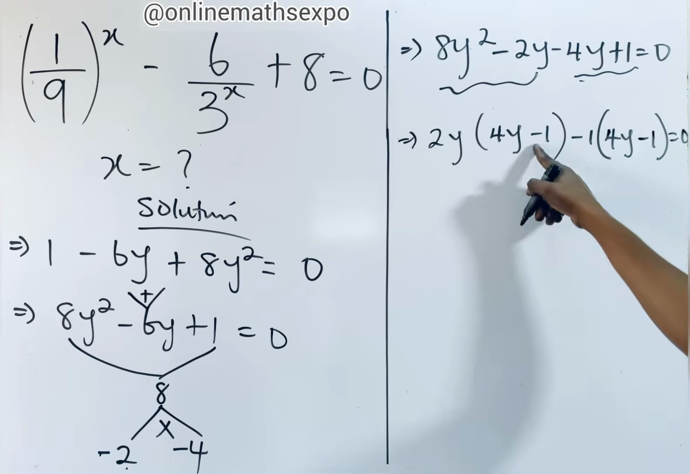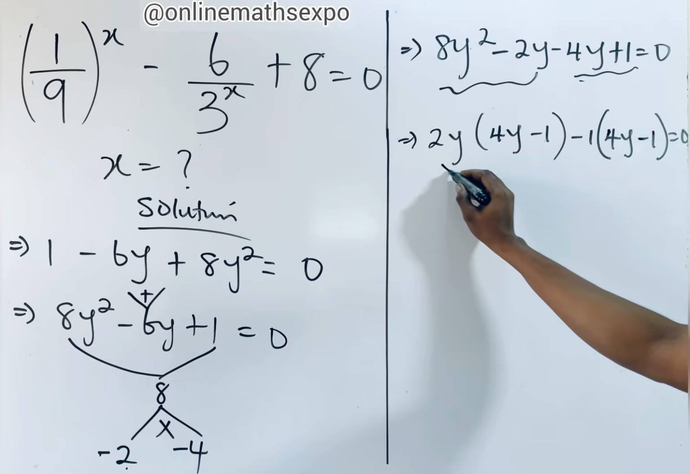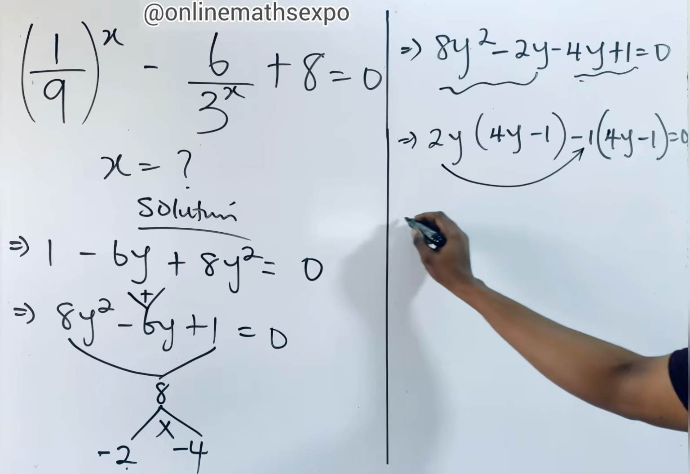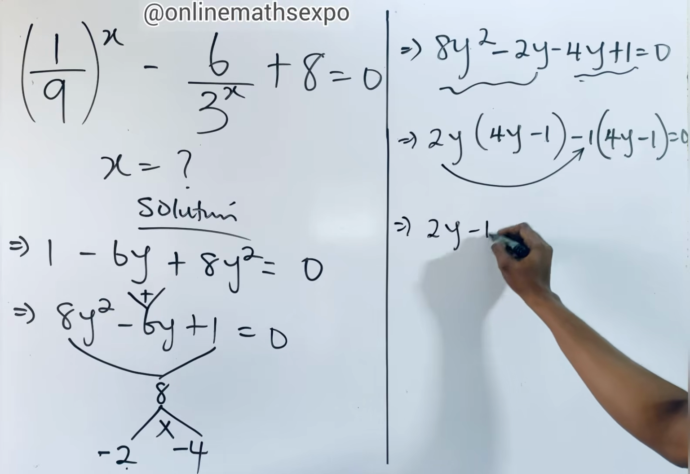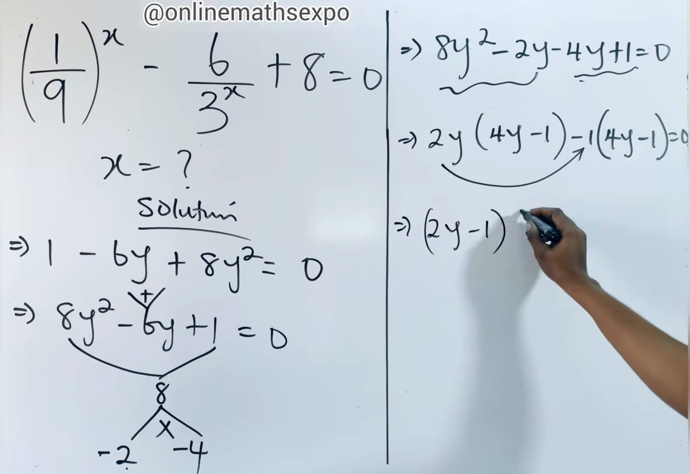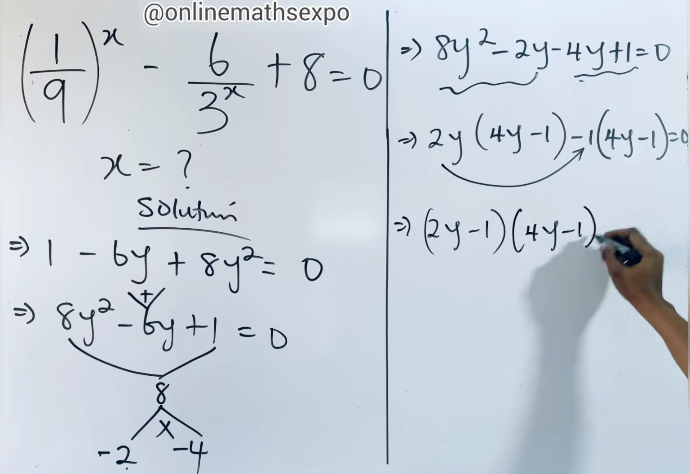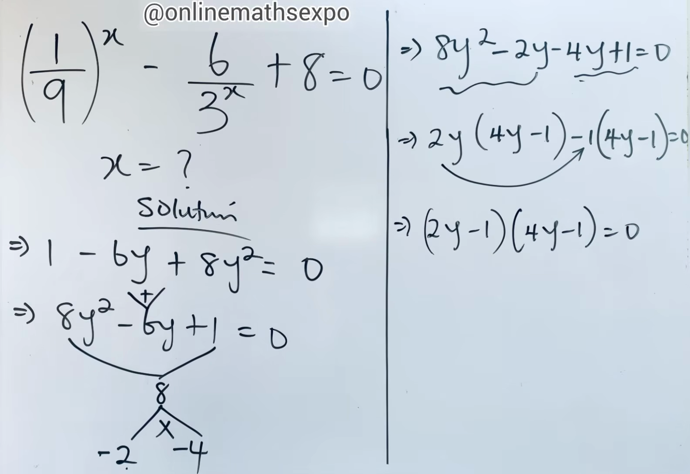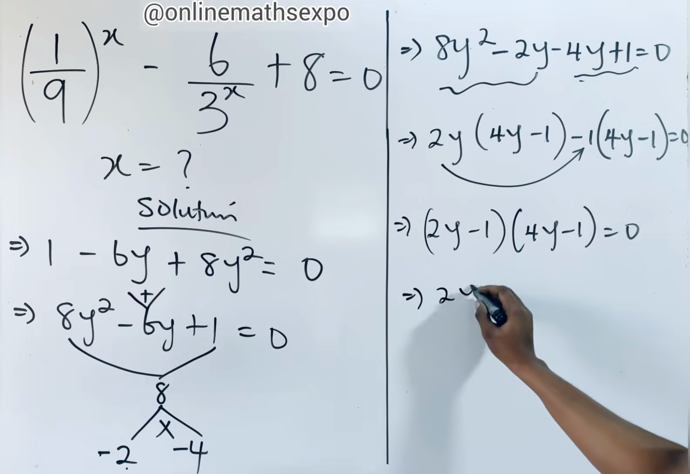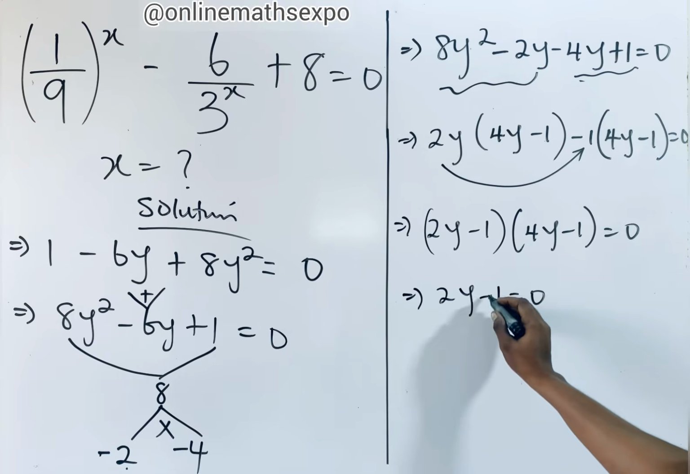Now what do you do? See that these two are the same. Just collect these two outside. We are going to have 2y minus 1. Pick one of these, you have 4y minus 1 is equal to 0. So we have it that 2y minus 1 is 0.